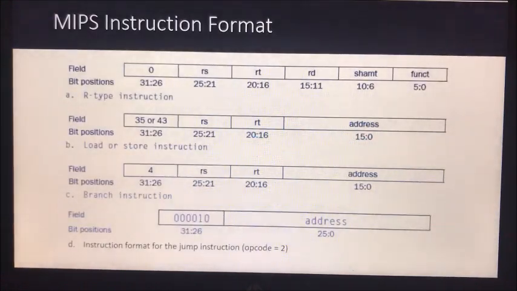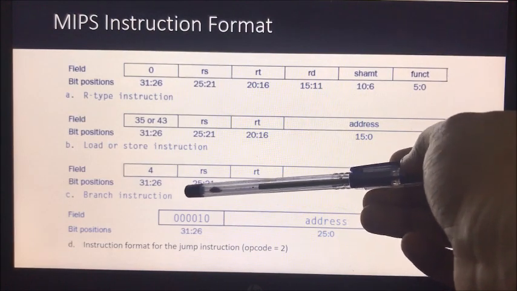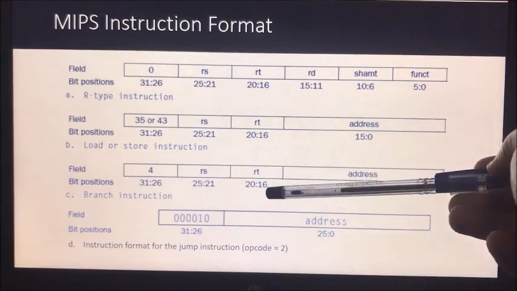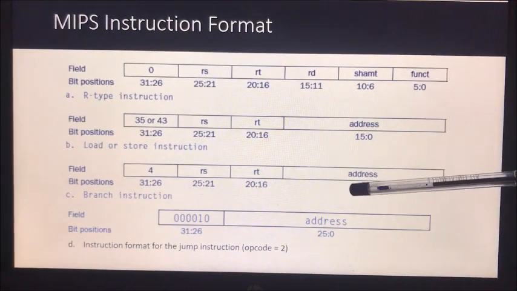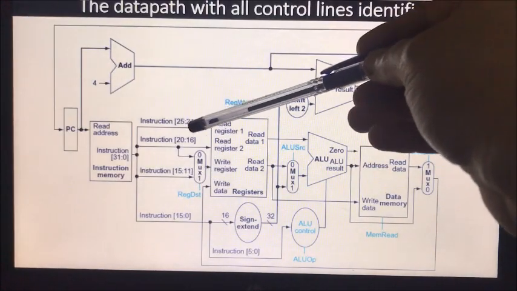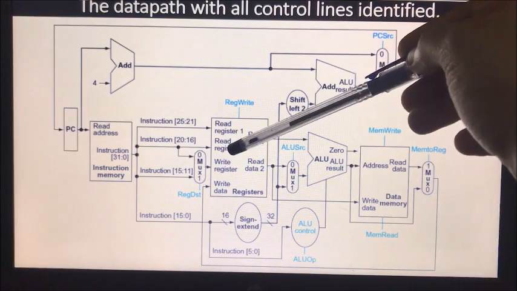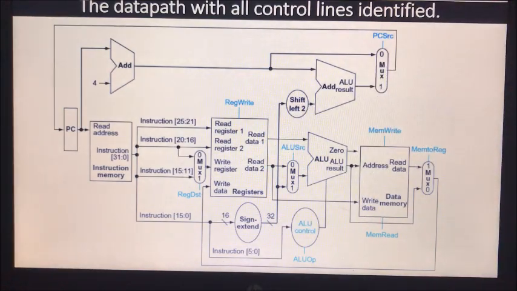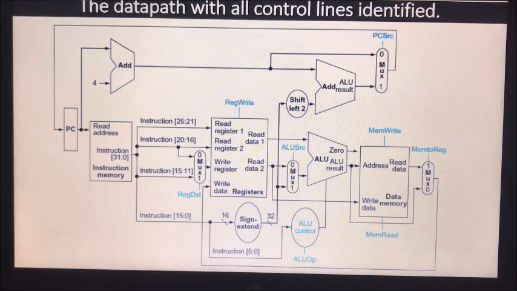Now coming to the branch instruction, again 21 to 25 is one source operand value, 16 to 20 is another source operand value, and 0 to 15 is the offset value. So in this case 21 to 25 will be read register 1, 16 to 20 will become read register 2, and 0 to 15 will become the offset value.